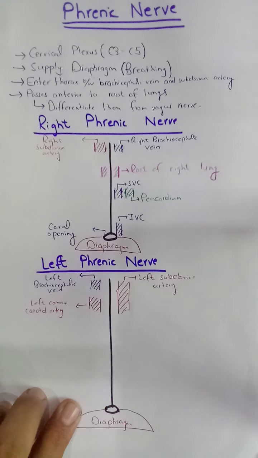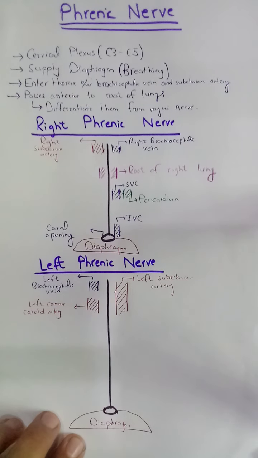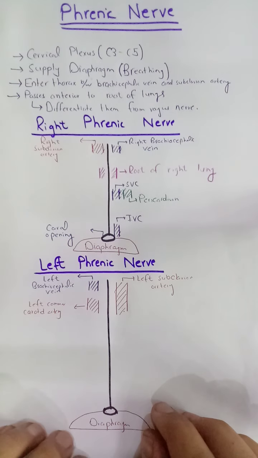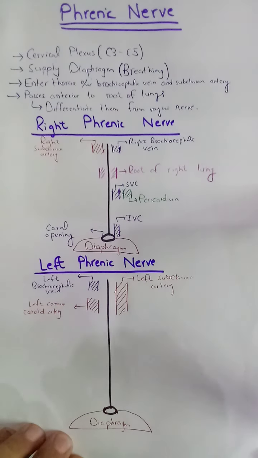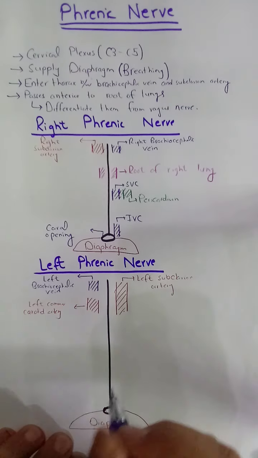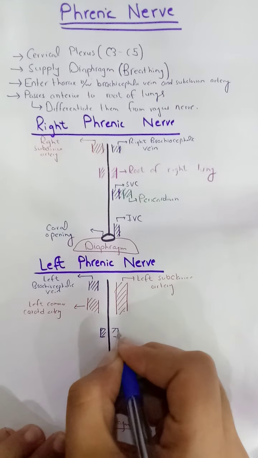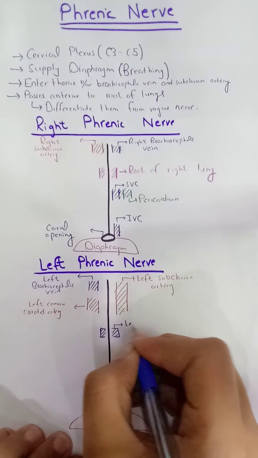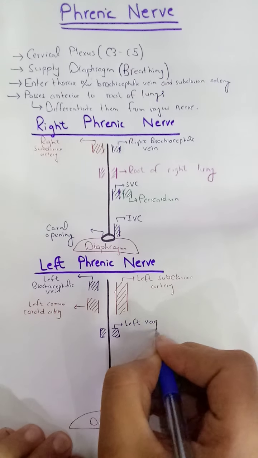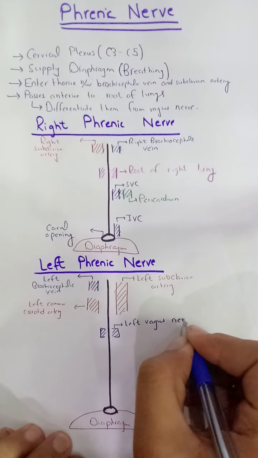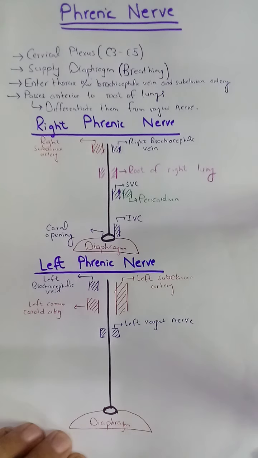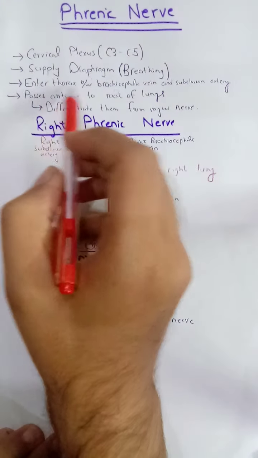Then it will move anterior to the left vagus nerve. This we have discussed in the left vagus nerve video, when it was turning posteriorly. You can see that video also. It is moving anterior to the left vagus nerve. Here will be the left vagus nerve.